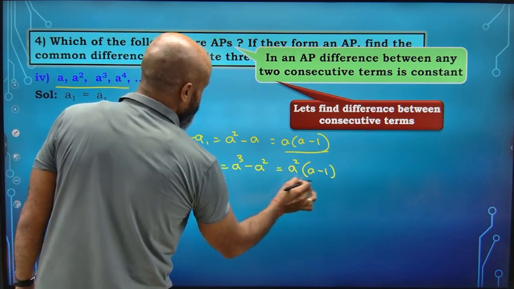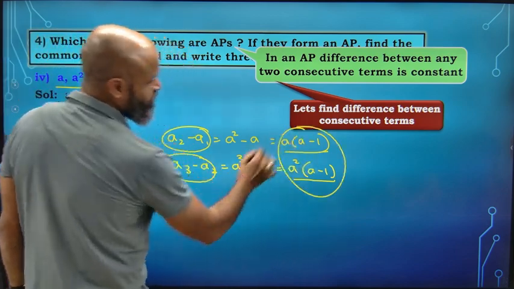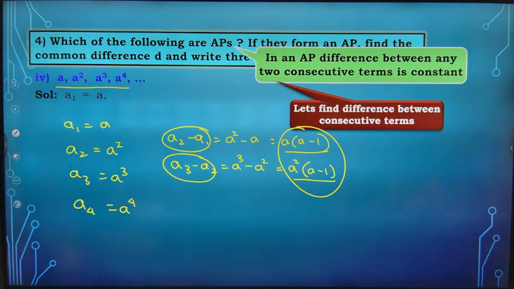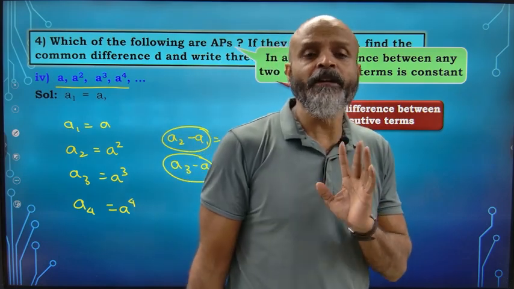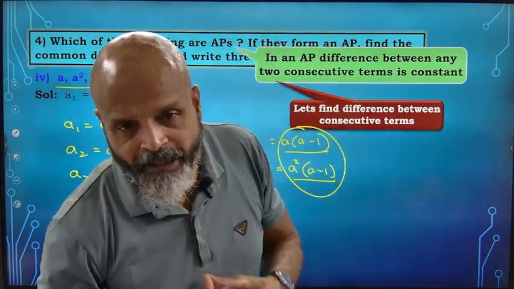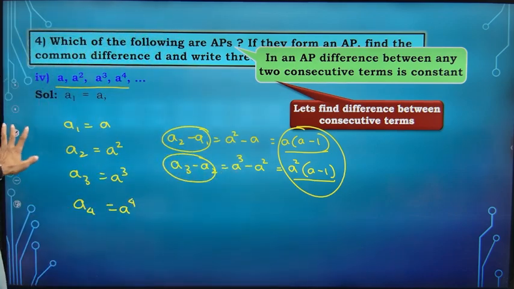Are these two the same? a2 minus a1 and a3 minus a2, are these two the same? So the answer is no, they are not the same. So the common difference is not the same. If the common difference is not the same, does it qualify to be an arithmetic progression? No. So we cannot proceed ahead.